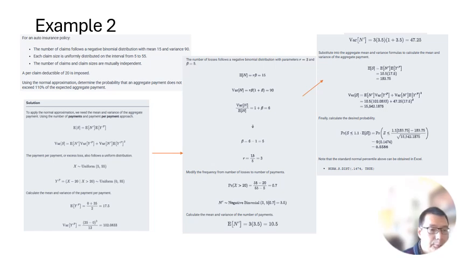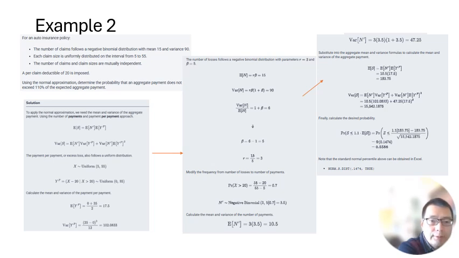We can get the expected value of payment per payment to be 17.5, and the variance of Y^P will be 102.08. Then we need to calculate the parameters for the negative binomial distribution. We are given that the expected value of M is 15, so rβ is 15. Also the variance rβ(1+β) is 90. From this we can get β equal to 5 and r equal to 3.